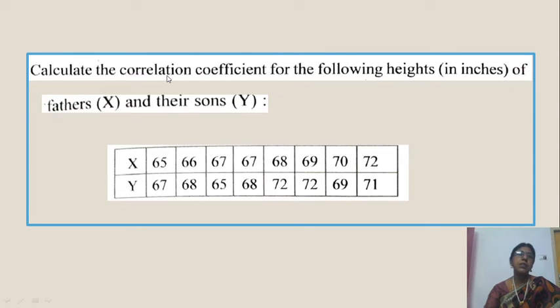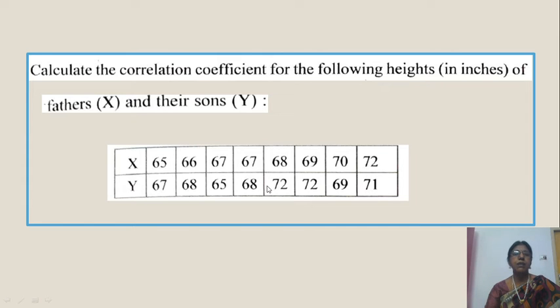For all problems, use the same one. Here we have directly given the question: calculate the correlation coefficient for the following heights of fathers X and sons Y. The heights are given in centimeters. Take the fathers as group X and the sons as group Y.